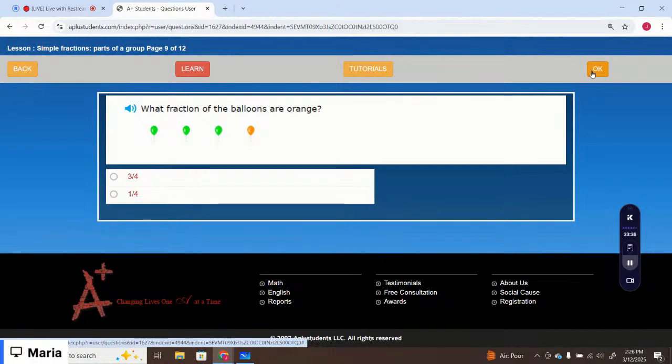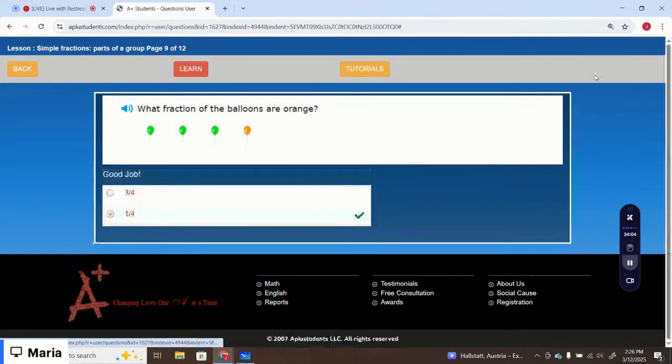What fraction of the balloons are orange? That is 1 out of 4. Option number 2 is the correct option.